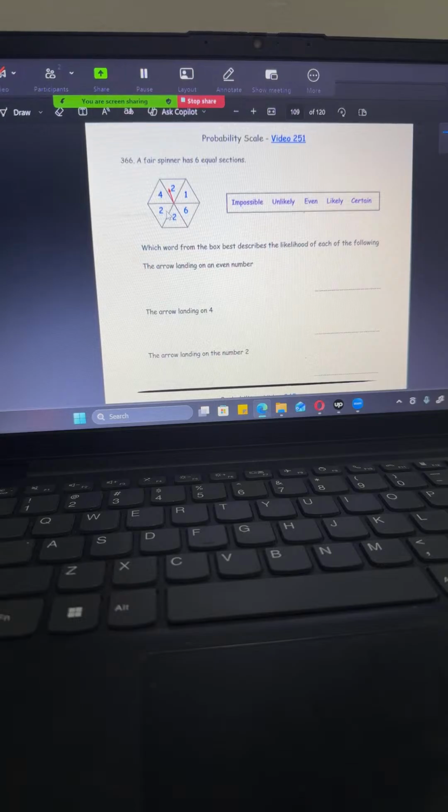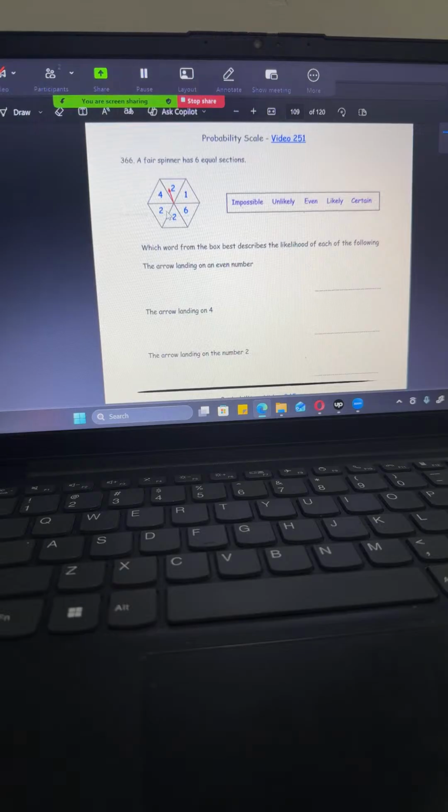I think the first one is likely, right? Yes. Which word from the box best describes the likelihood of the following: the arrow landing on an even number. There are more even numbers, right? Yeah. So it is likely. Yes, you are right.